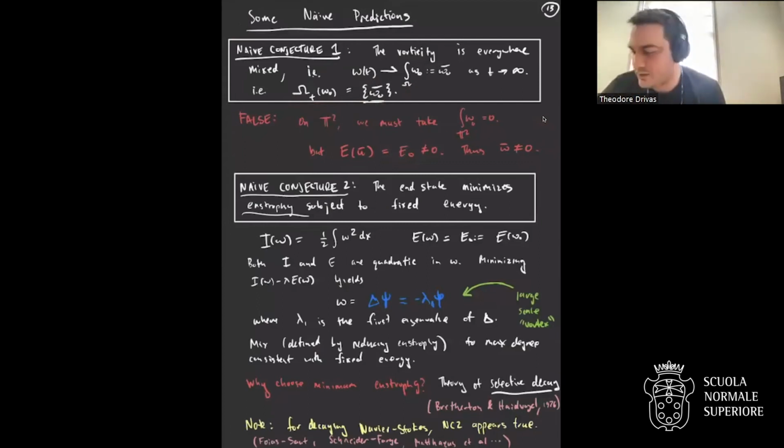The second conjecture is that, well, okay, it mixes as much as it can, but it's subject to this constraint that the energy is the same. And you could say, entropy seems like a good quantity to measure mixing, the L2 norm of the vorticity. So why don't I just minimize the entropy subject to this constraint of fixed energy?